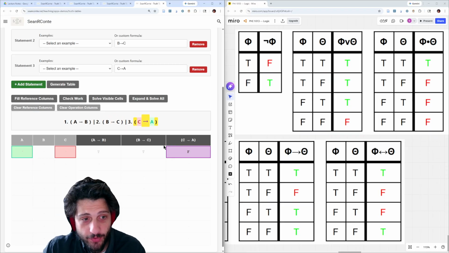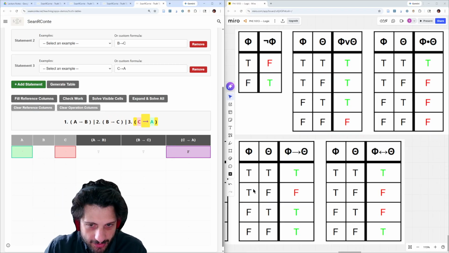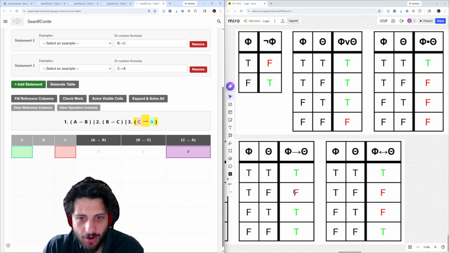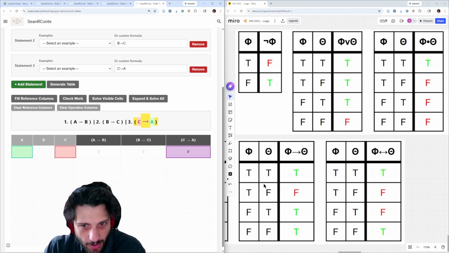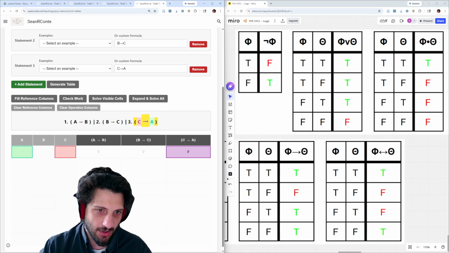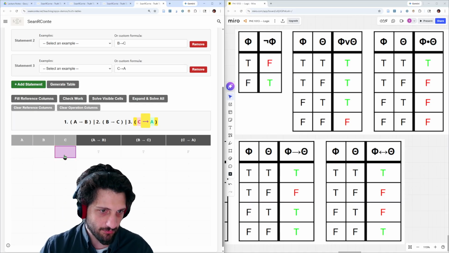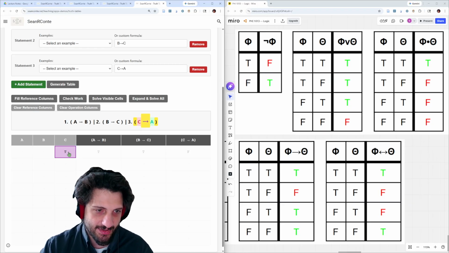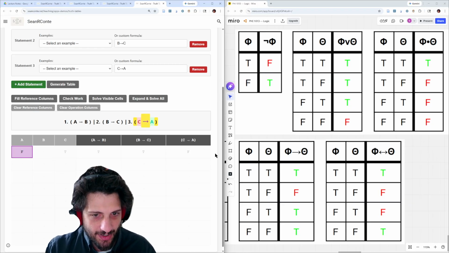Over here, though, I have a false conditional, and I know there's only one way for that to happen. So now I've really narrowed something down. I know my left-hand side has to be true, and my right-hand side has to be false. So what's my left-hand side here? Well, it's the red one. Red for us is always the left. So in order for that to be false, we need the left-hand side to be true and the right-hand side to be false.